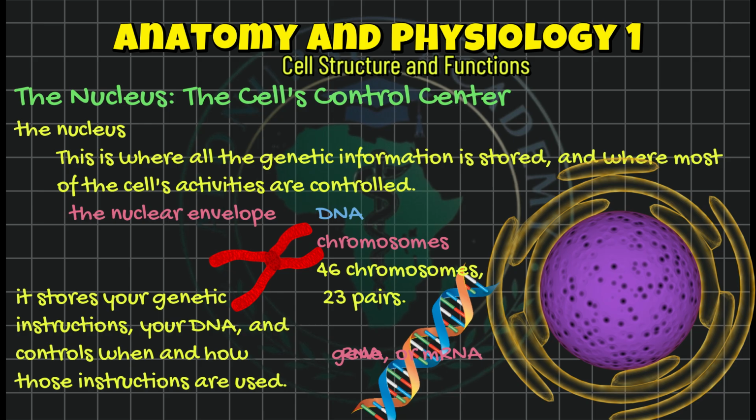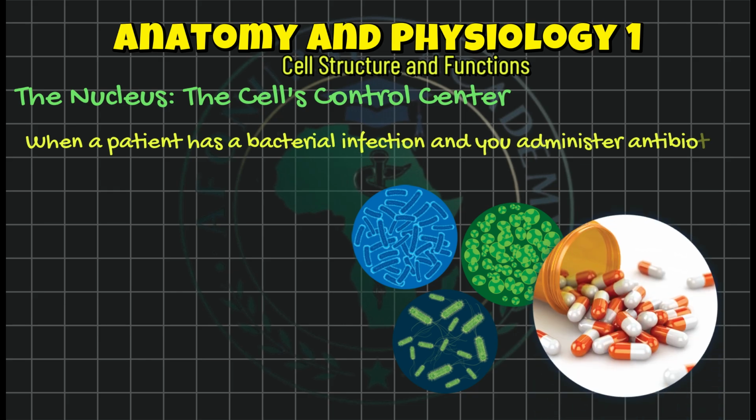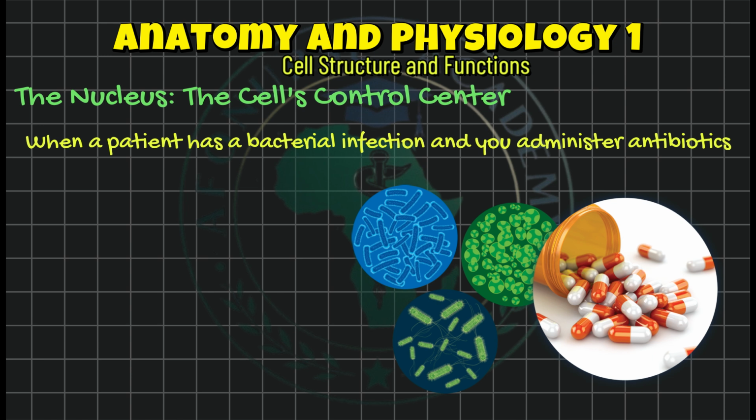This is incredibly important for nursing. Let's look at an example. When a patient has a bacterial infection and you administer antibiotics, many antibiotics work by interfering with bacterial DNA or protein synthesis. For instance, rifampicin, commonly used for tuberculosis here in Africa, works by blocking bacterial RNA synthesis. It prevents bacteria from copying their DNA recipes so they can't make the proteins they need to survive. Understanding this cellular process helps you understand how medications work and why they have certain side effects.